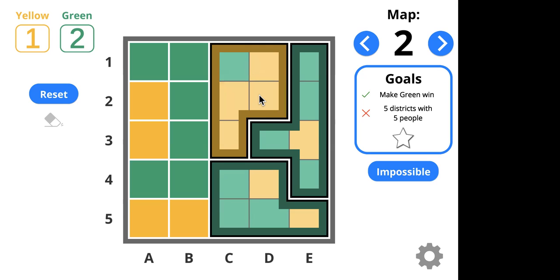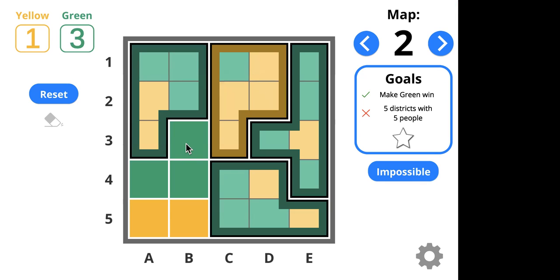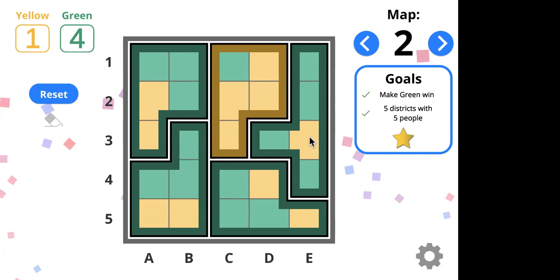And then 1, 2, and 3 A, and 1, 2 B. And then 4 and 5 A, and 4, 5, and 3 B. Nice.